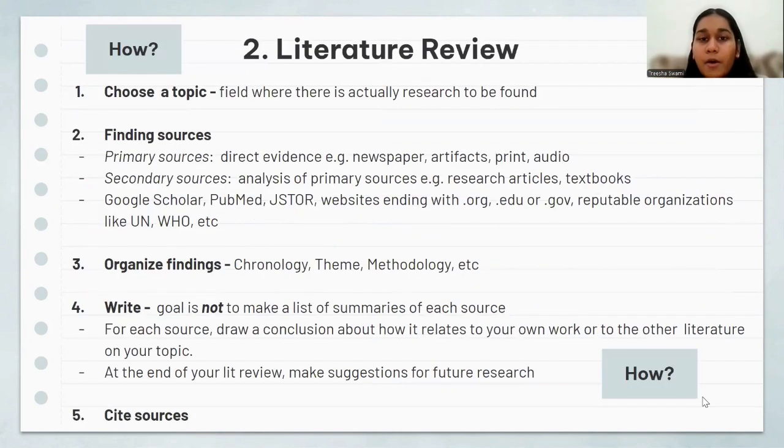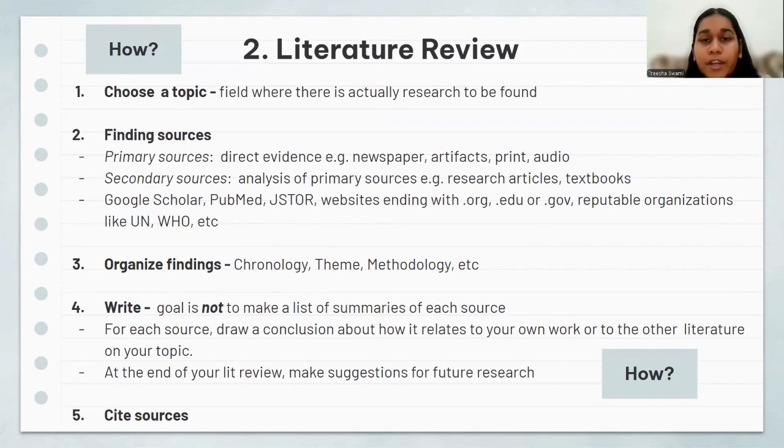Moving on to how is this literature review conducted? There are a couple of steps to conduct a proper and systematic literature review. We begin by choosing a topic. Now, you want to make sure that your topic here is broad enough to have about, let's say, 10 to 15 sources in your literature review.